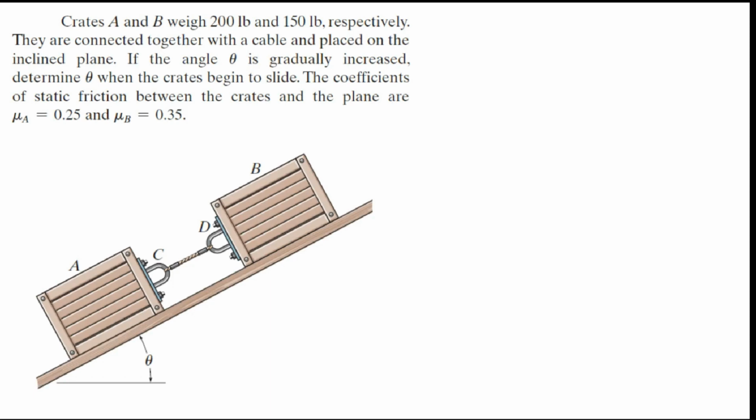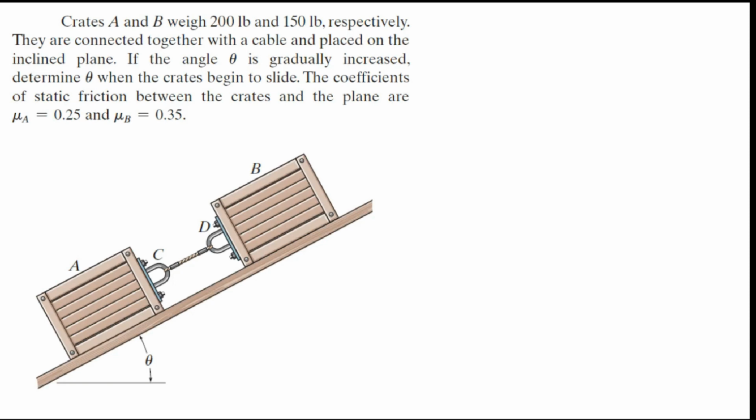Okay, so let's answer another problem on friction. Crates A and B weigh 200 pounds and 100 pounds respectively. They are connected together with a cable and placed on an inclined plane. If the angle is gradually increased, determine the angle theta when the crates begin to slide.